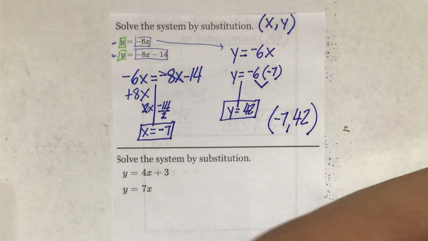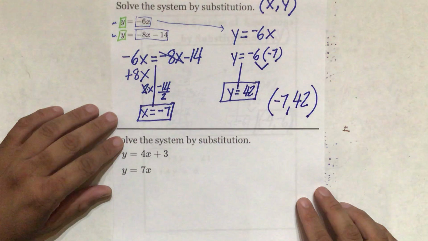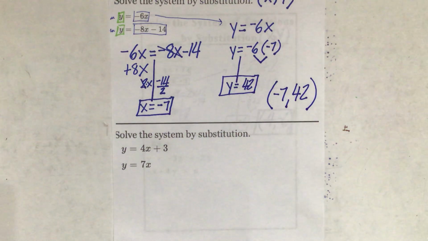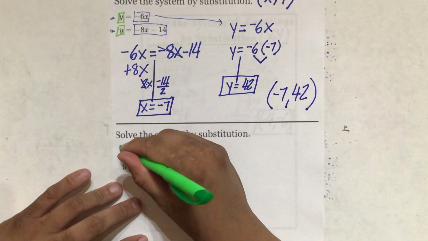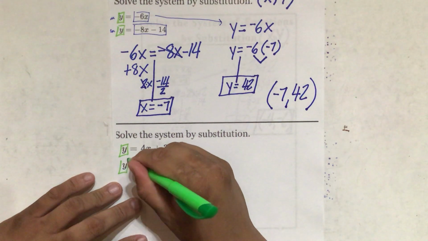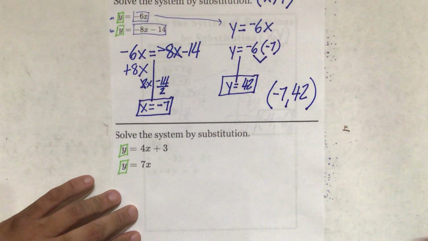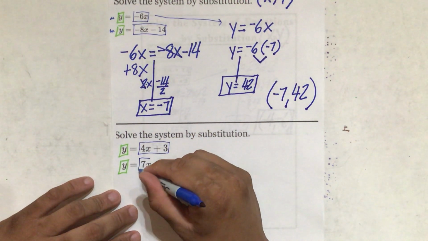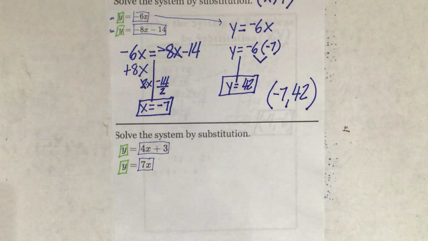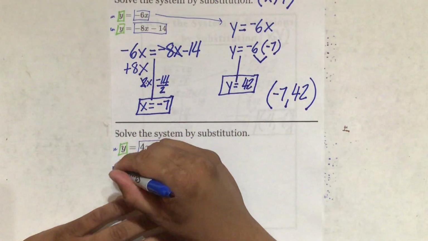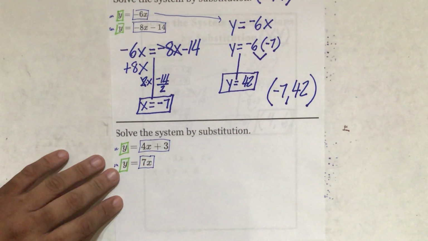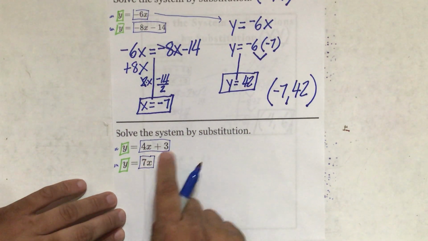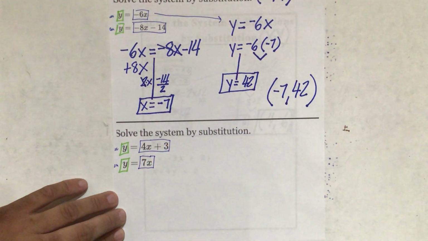All right, let's do one more example. Same thing, solve the system by substitution. I notice that my y on top is the same as my y on the bottom, so that means my blue up top is equal to my blue on the bottom. This is one equation, this is another equation. So if y is equal to y, that means 4x plus 3 is equal to 7x.